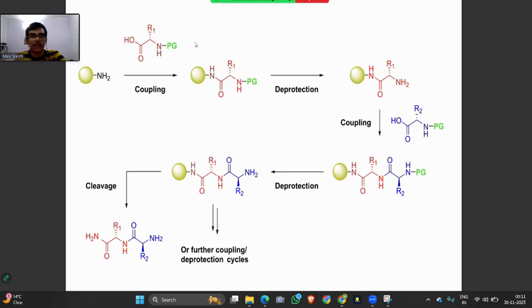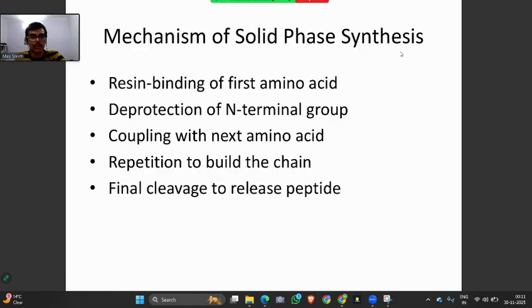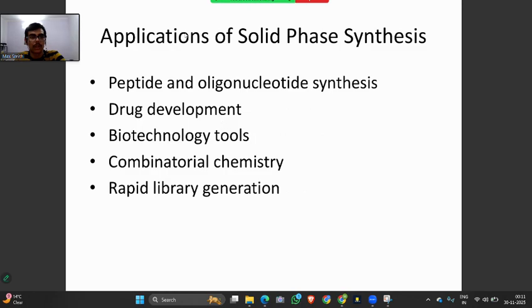As we can see, the solid phase synthesis reaction. Firstly, a molecule or compound is coupled, then deprotection is carried out, and further coupling and deprotection cycles give us the synthesized product. Mechanism of solid phase synthesis: resin binding of the first amino acid, deprotection of the N-terminal group, coupling with the next amino acid, repetition to build a chain, and final cleavage to release the peptide.